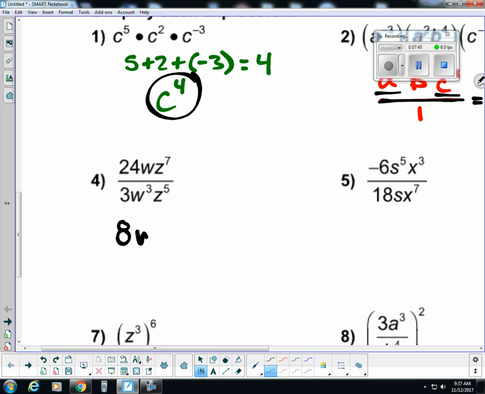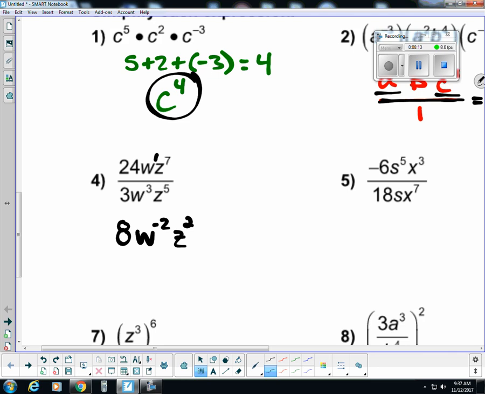Now, the W's. We have our quotient rule here. Remember, when we have division of the same base, we subtract exponents. All right, so there's a 1 here. 1 minus 3, because those are the exponents on my W. 1 minus 3 is negative 2. With the Z's, 7 minus 5 is positive 2.